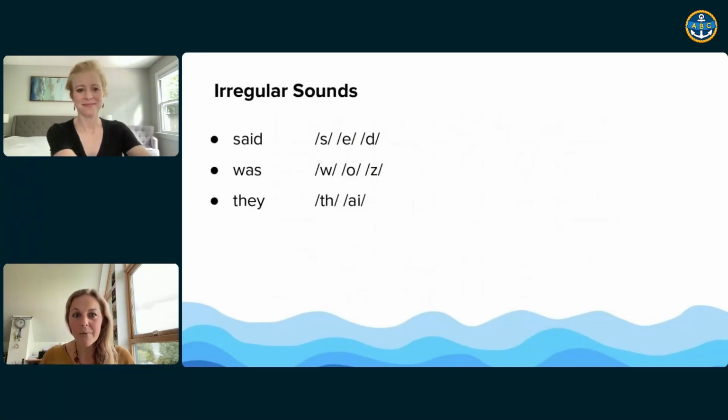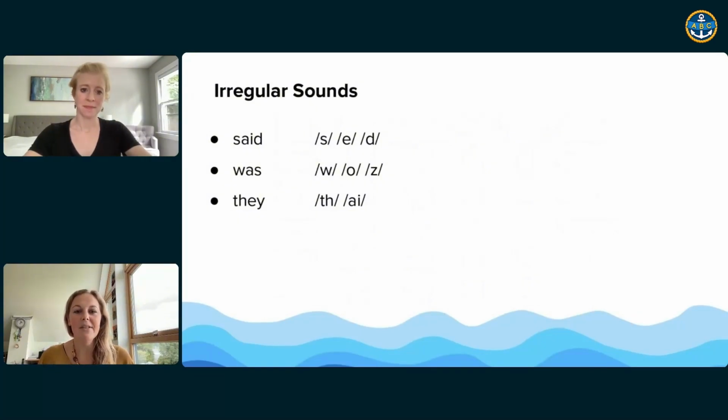And in the word was, we would segment w, o, z, with the letter a representing the o sound and the letter s representing the z sound. And finally, in the word they, we have the voiced th and then the letters ey to represent the a sound. So we have th, a. So every letter pattern in these 3 classic sight words does represent a sound. It's just that sometimes it's a different sound to the one that is actually expected.